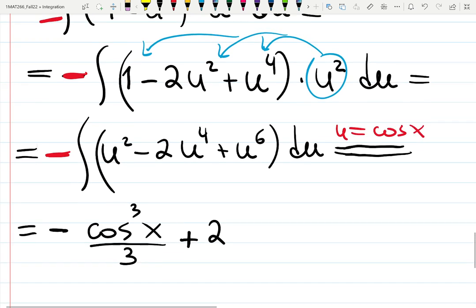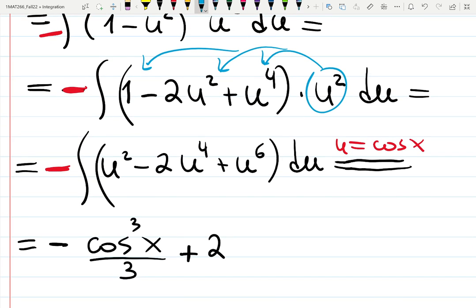So, okay, let's check. 1 times u squared is u squared. Minus 2u squared gives you minus 2u to the 4. u to the 4 times u squared is u to the 6. Right? Agree? So it will be u cubed over 3 minus 2u to the 5 over 5 plus u to the 7 over 7. That kind of answer. And now we're plugging in cosine everywhere. Agree? Yeah, good job.